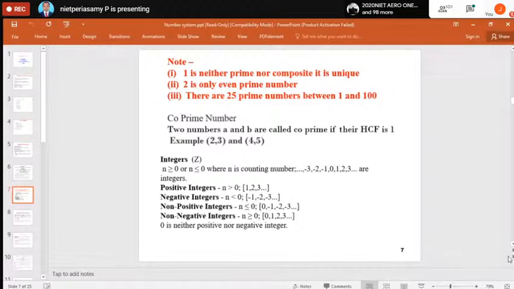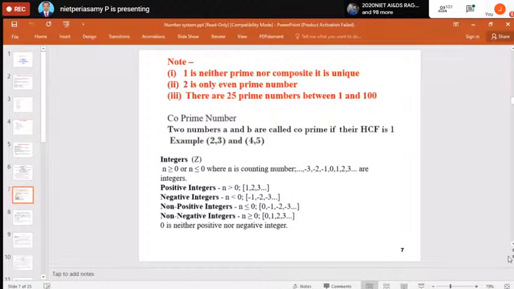So these are some standard results based on prime numbers and composite numbers. Okay, next we go to the next definition, co-prime numbers. The definition of co-prime is: two numbers A and B are said to be co-prime if their highest common divisor is 1.